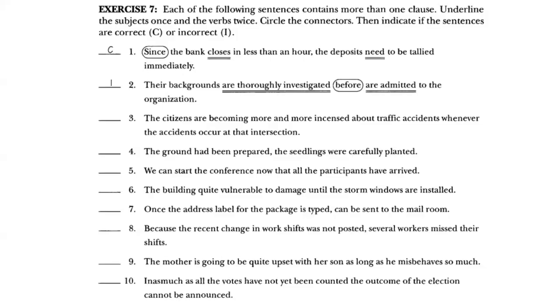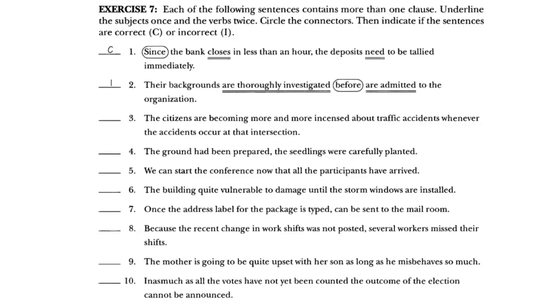Now, each of these sentences contains more than one clause. We will not underline the subjects. We will just check if the sentences are correct or incorrect. Let's see the example. Since the bank closes in less than an hour, comma, the deposits need to be tallied immediately. I have my connector, since, therefore the comma goes in the middle. Then I have subject verb, subject verb. The sentence is correct.